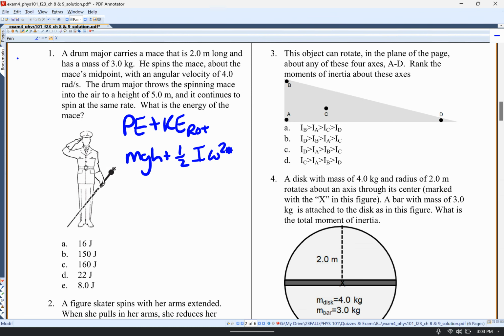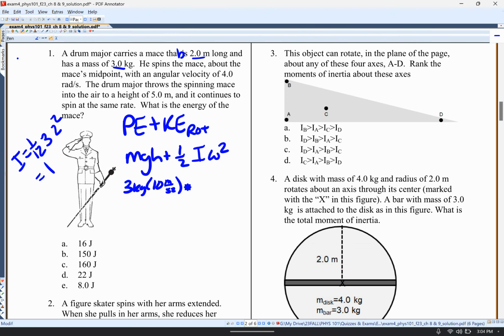Let's determine the moment of inertia. I don't tell you that, but I do tell you it's 2 meters long. That's b, and it has a mass of 3 kilograms. So that's 1/12 of 3 times 2 squared. That's 3 times 4, so it's just 1. So I have 3 kilograms, that's the mass, times 10 meters per second squared.